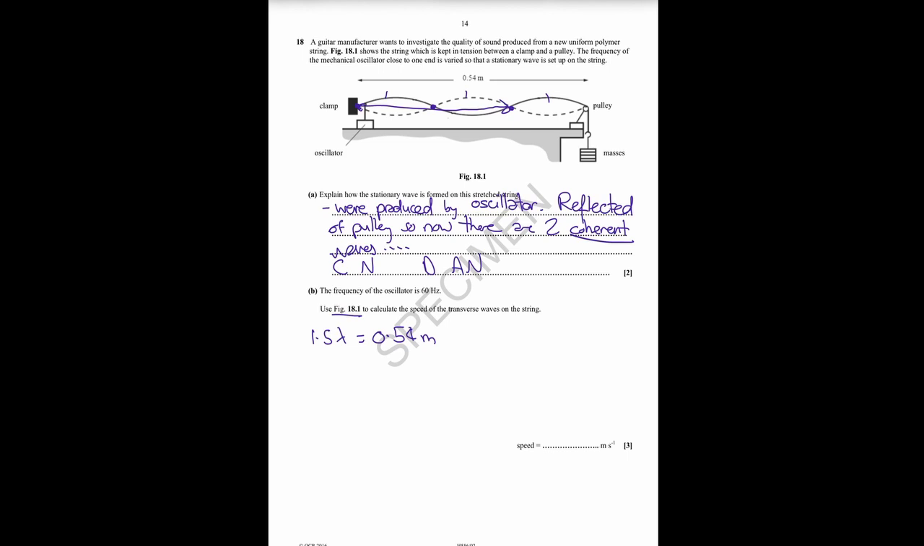If that's the case, I'm just going to put that in my calculator and say that one wavelength is going to be 0.54 divided by 1.5. So one wavelength is going to be equal to 0.36 meters. And now I can just put that into the formula that I know, v is equal to f times lambda. I want the speed, so that's fine. The frequency, it tells me, is 60. Lambda I know is 0.36, and therefore the speed is going to be 21.6. And I round to two significant figures, so the speed is going to be 22. 3 marks. That's very, very nice.